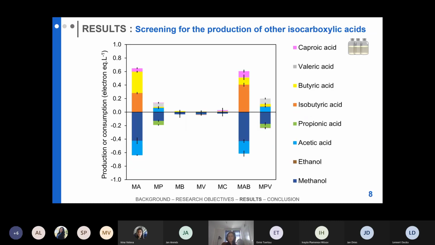So after screening different carbon sources to test for isobutyric acid production, we wanted to see if it could produce different isocarboxylic acids. So what we did is we grew the wild type on methanol in combination with a set of different organic acids as electron acceptors. So we grew it on ethanol up to caprate, and then a couple of conditions with two carboxylic acids, either even or odd chain, in combinations.